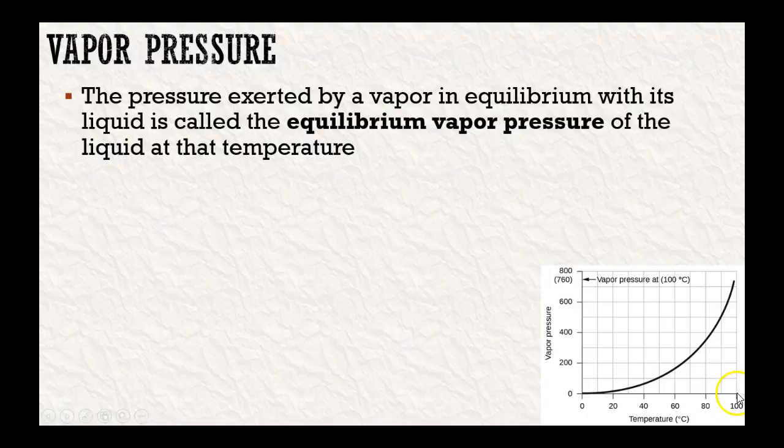And you'll notice that at 100 degrees Celsius, which is where water is going to be boiling, that vapor pressure is going to be much higher. You're going to see a lot more stuff exiting the liquid going into the gas at 100 degrees than you would at something like room temperature, 25 degrees down here.